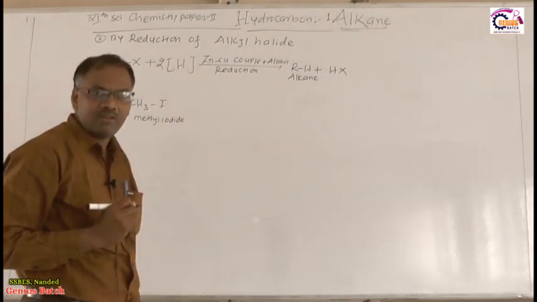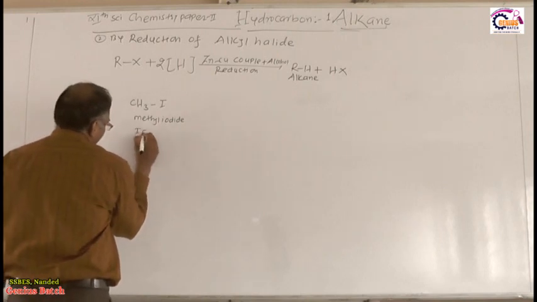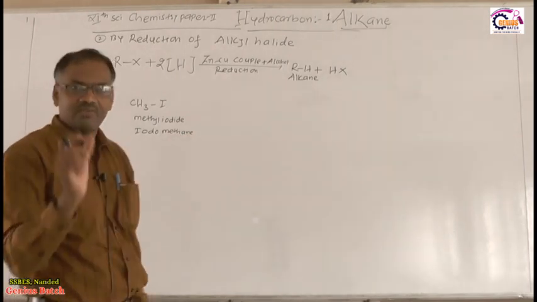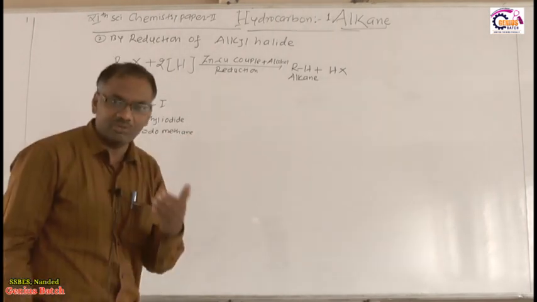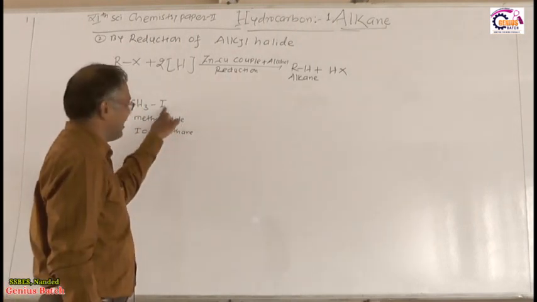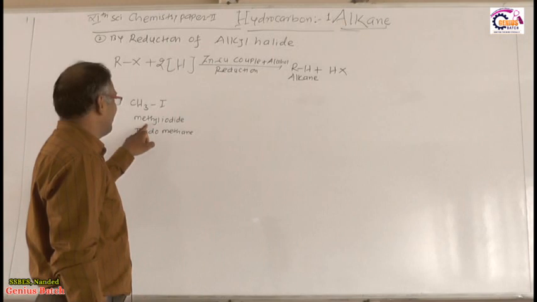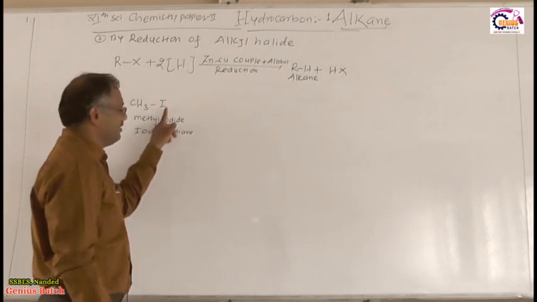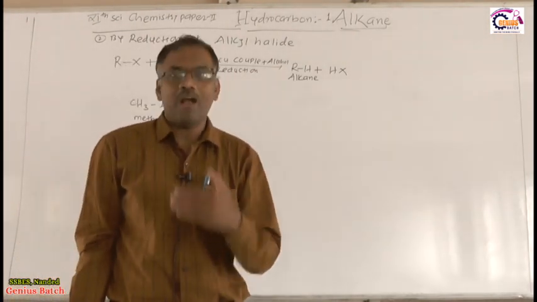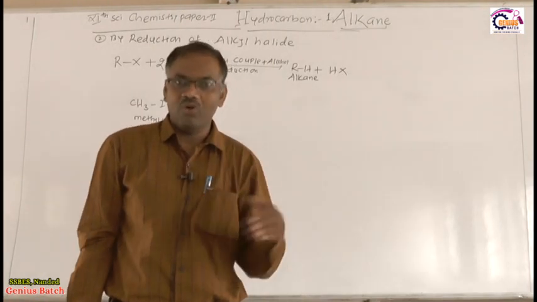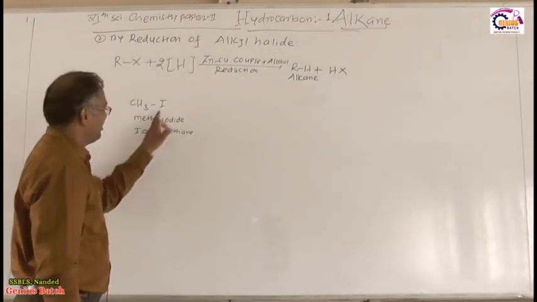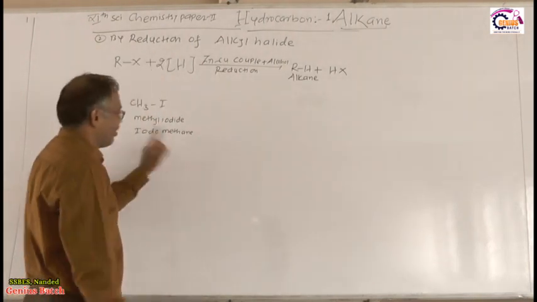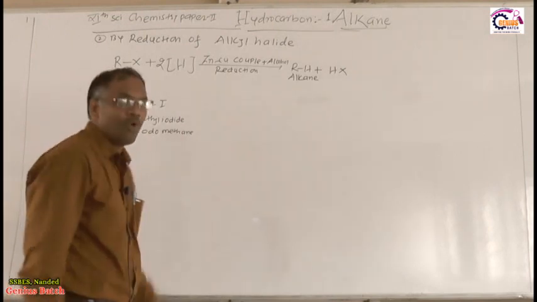What is the common name of this compound? Methyl iodide. What is the IUPAC name? Iodomethane. In the common name system, first write the name of the alkyl group and then put the word halide. Here the halide is iodide, and the first word is methyl. This is the common name rule. What is the IUPAC rule? First write the name of the functional group. What is the name of the functional group? Iodo. Similarly chloro, bromo, fluoro. Then how many carbon atoms are there? Only one carbon atom, so this is called methane. Hence the name is iodomethane.